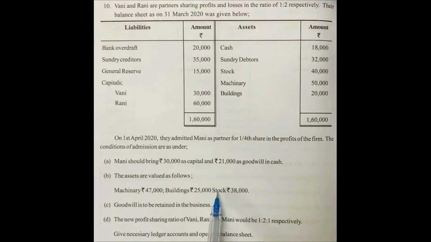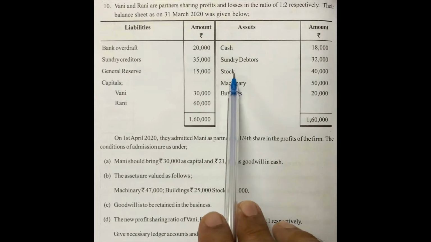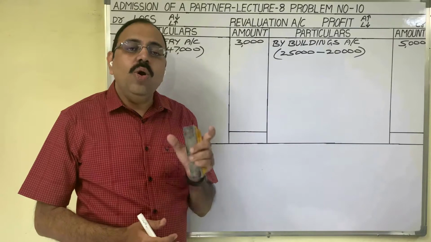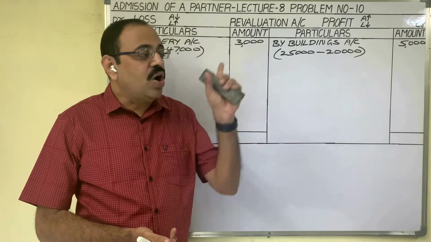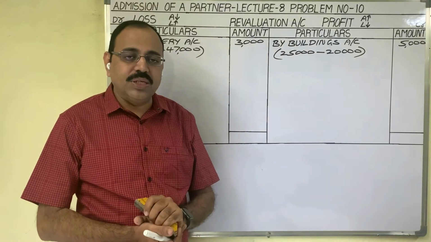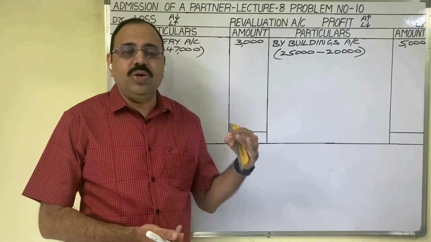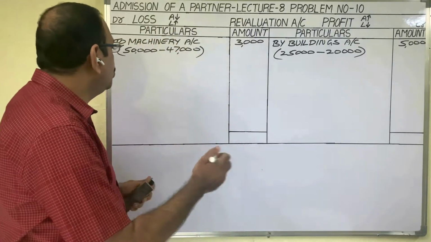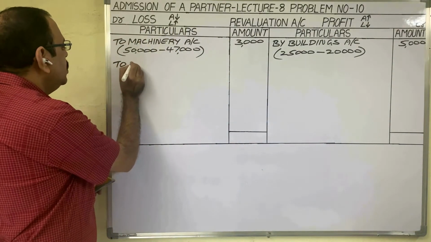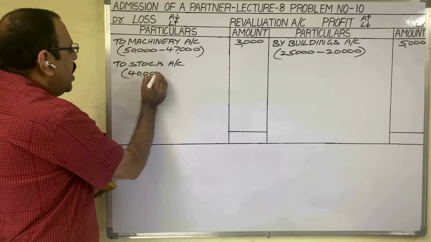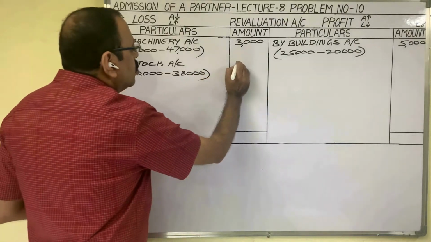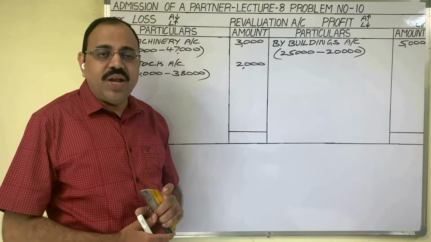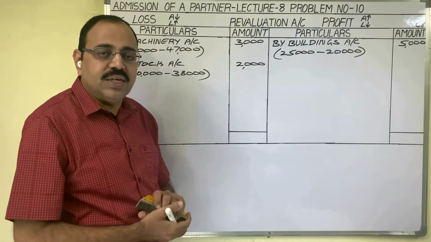Next, stock. Market price of stock is 38,000 rupees. In the old balance sheet, stock value is given as 40,000 rupees. In revaluation, stock's market value is 38,000 rupees. So the value is decreased by 2,000. It is a loss. On the debit side we should show that: to stock account, book value 40,000 minus market value 38,000 rupees. 2,000 is a loss. So all adjustments related to the revaluation account have been considered.